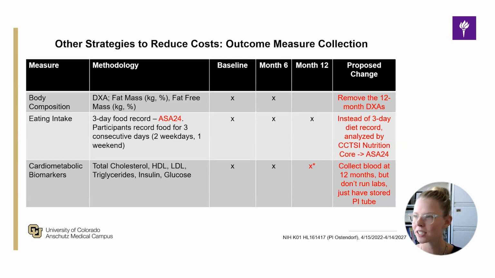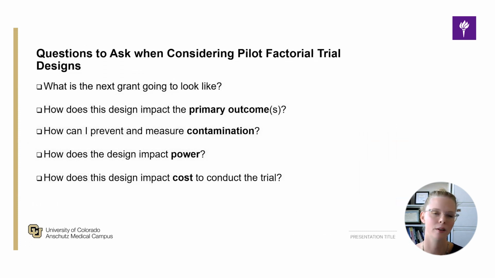So, questions to consider when you're planning a pilot factorial trial design. First and foremost, what is that next grant going to look like? What data do you need to support getting that R01? And how does that design impact your primary outcomes? How can you prevent and measure contamination? How does this design impact power? And how does it impact the cost to conduct the trial?